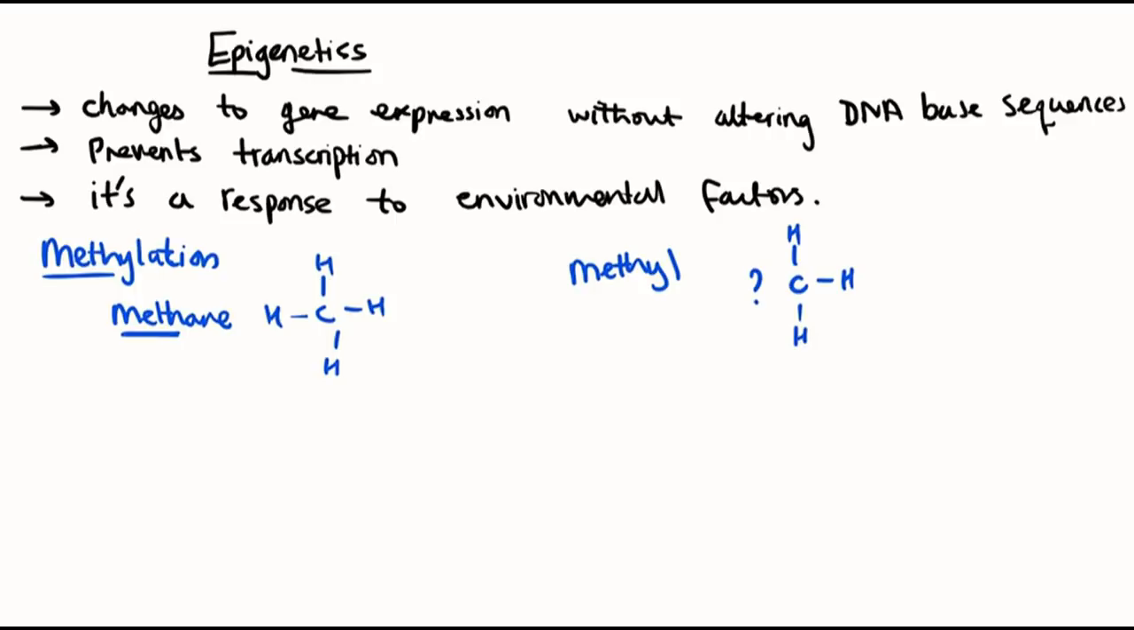But there's no fourth hydrogen here. There's an unknown bond. It wants to bond with something, but we haven't got there. Where does methylation occur? It happens at CpG sites. If you write it out in full, it represents cytosine phosphate guanine. So it happens at cytosine phosphate guanine sites.